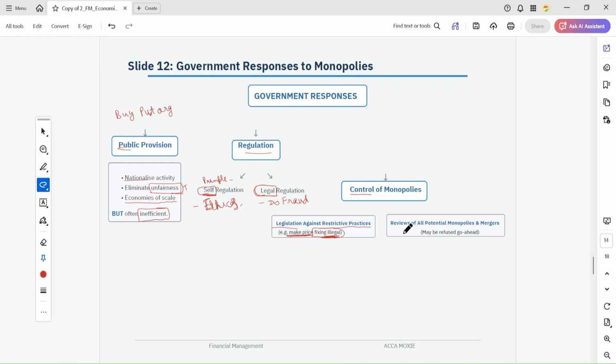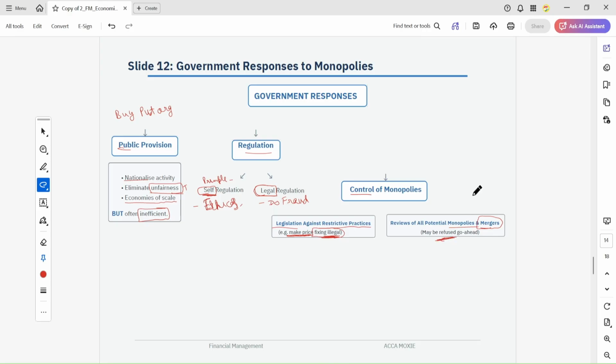Another is the review of all potential mergers and monopolies. If there is any monopoly in the market, and you want to buy or merge with another company that is your competitor, then the government will analyze whether the merger will give the new company a monopoly situation. If the merger will give the new company a monopoly situation, then the government will say that this situation is not acceptable and your merger may be refused.